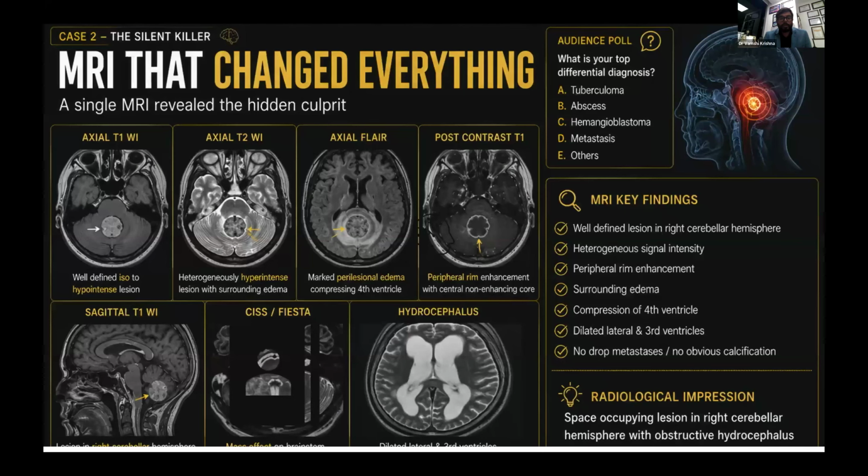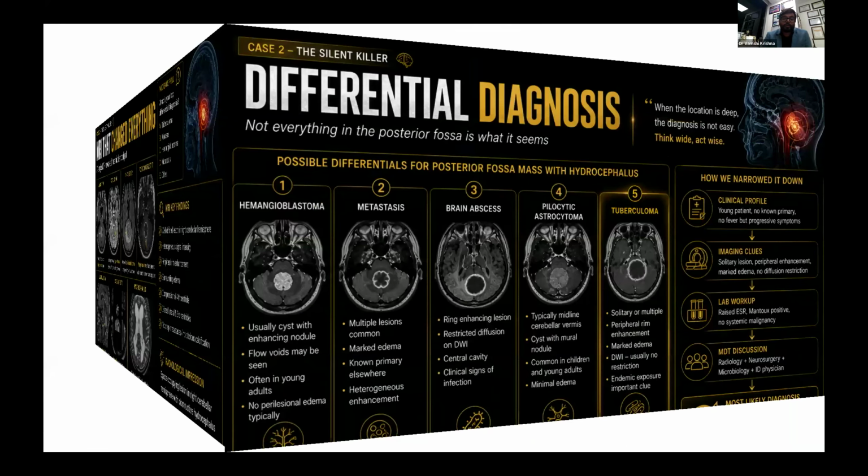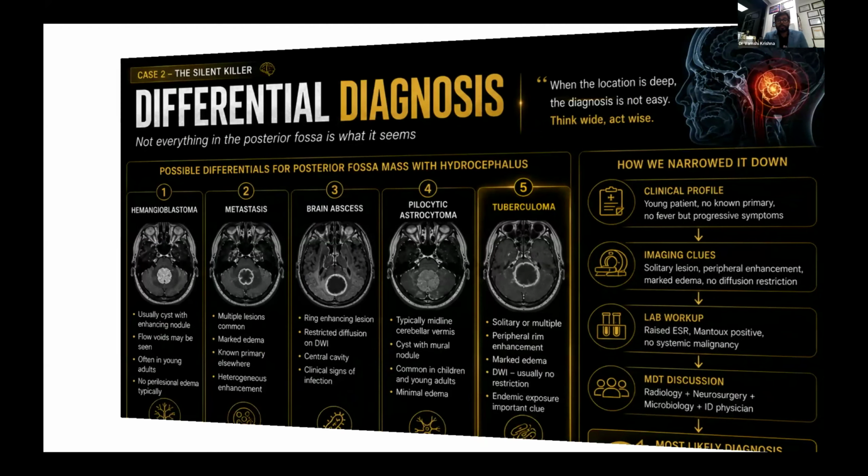We got an MRI of the posterior fossa. It was a well-defined iso to hypointense lesion. Our differential diagnoses in the posterior fossa were usually pilocytic astrocytoma, hemangioblastoma, very rarely metastasis, brain abscess, and tuberculoma. We had a discussion again, since the CSF was negative.